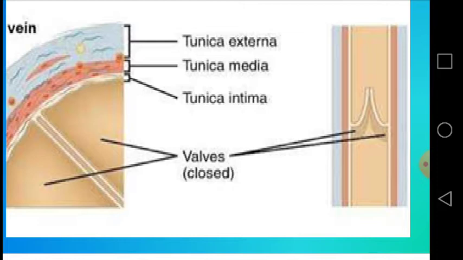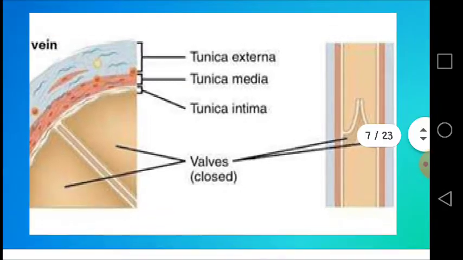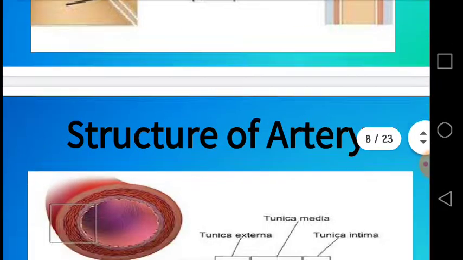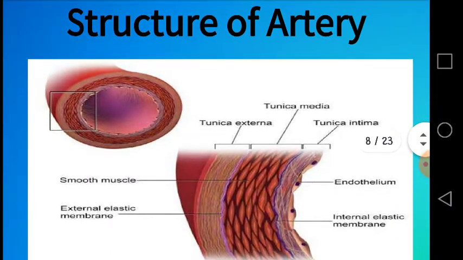Veins also contain valves at intervals along their length, as you can see in this diagram, which prevent backflow of the blood. The valves are similar in shape to those in the arteries leaving the heart. So after having this understanding of the structure of vein, now we are focusing on the structure of the artery.